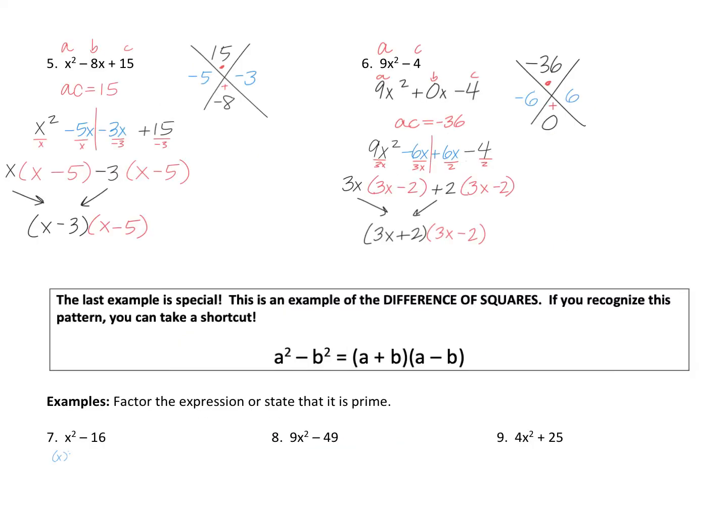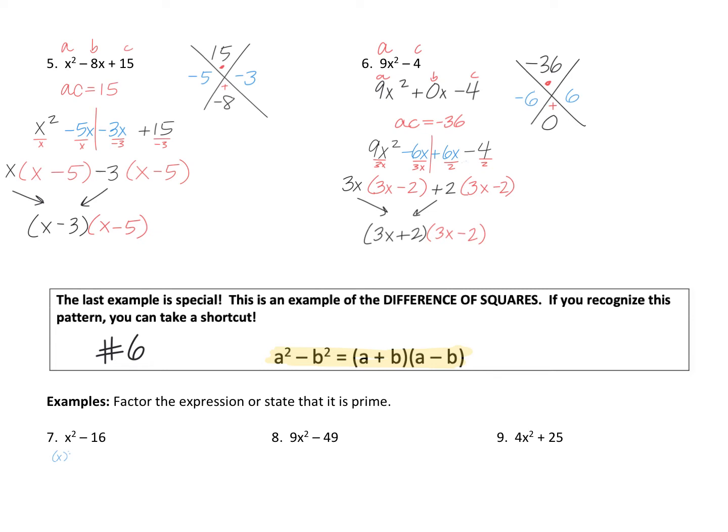So number 6 is special. Number 6 is an example of difference of squares. If you recognize this pattern, you can take a shortcut. This is pretty important. A squared minus b squared is equal to a plus b, a minus b. And we'll go back and look at number 6, and I'll show you why this works. So you see on our answer on number 6, it was 3x plus 2, 3x minus 2.